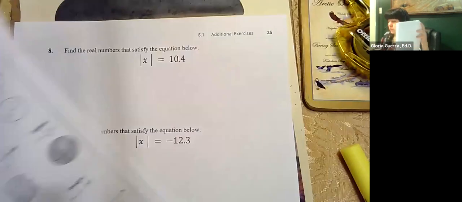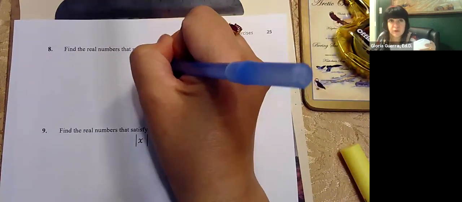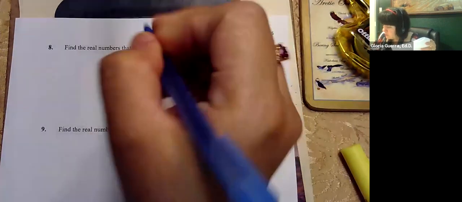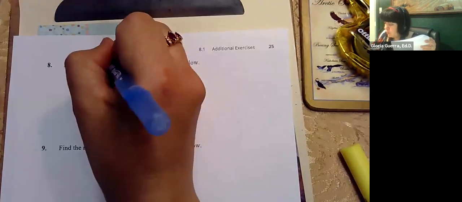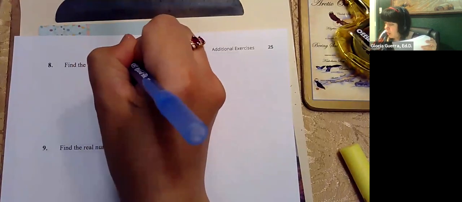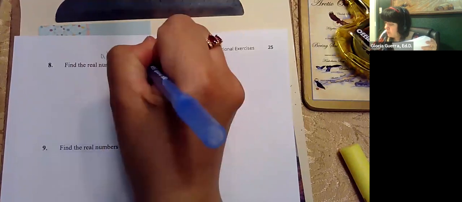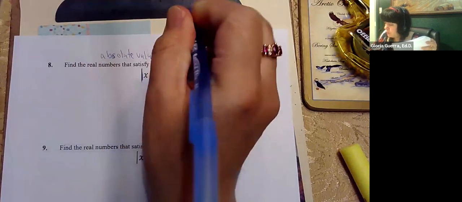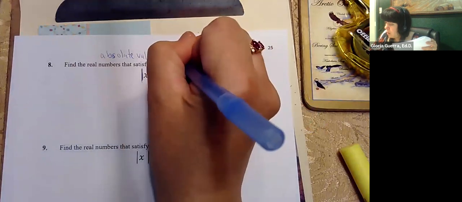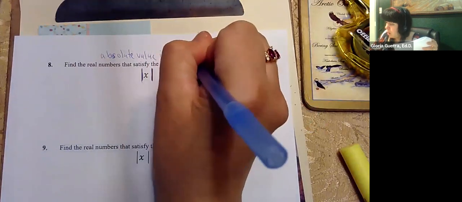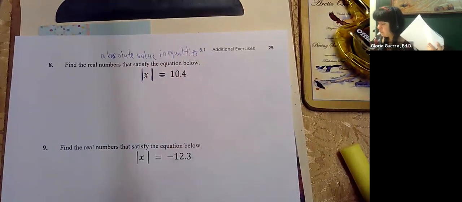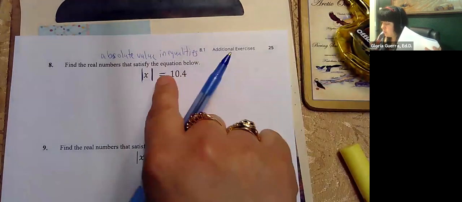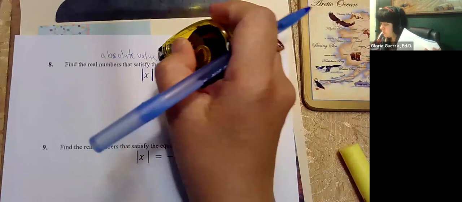Our problem. See these right here? Those are absolute values, and then you see this. That's an equation. So what we're doing is absolute value inequalities. That's what we're doing. Absolute. Oh no, not inequalities, equations. This is an equation. Sorry, absolute value equations.